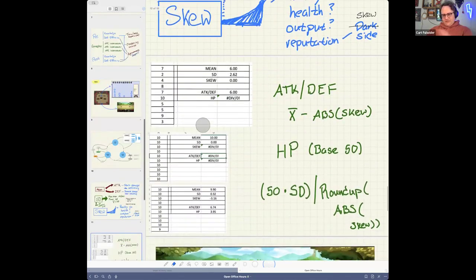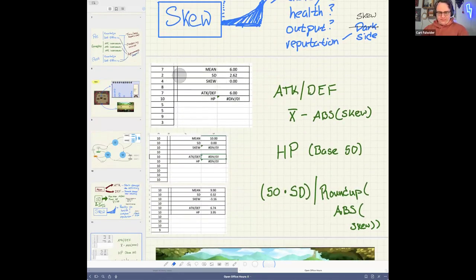A couple of examples make this the real formula and make this pretty clear. First guess, anybody's going to say, well, I'm going to put 10 tens in there: mean of 10, standard deviation of 0. But the attack and defense is the mean minus the absolute value of the skewness. So you end up with a divide by 0. Your standard deviation is 0, so your HP has to divide by 0, and so your familiar automatically dies. The story there is they come out and they just die. They can't survive with that.